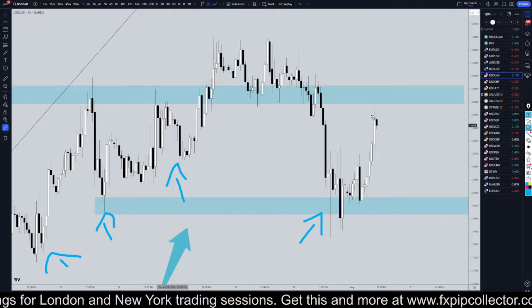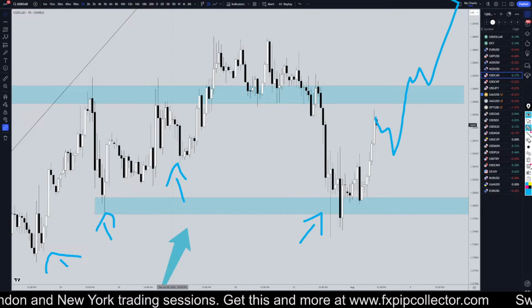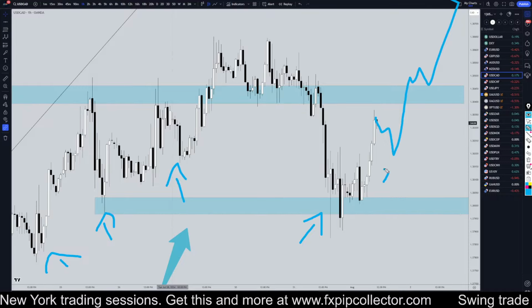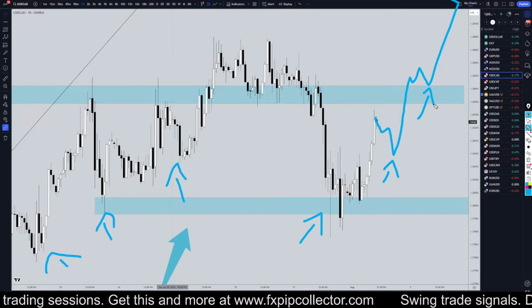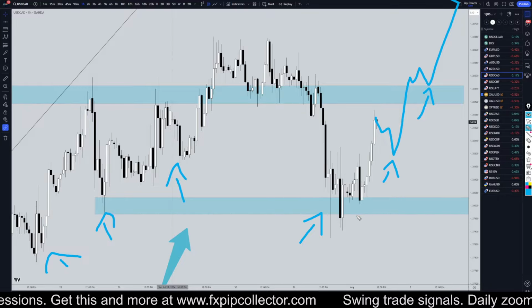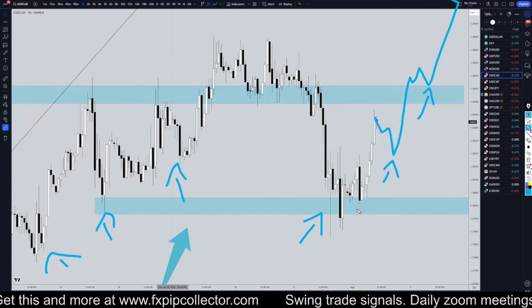So I'm definitely still looking for longs. I'm only going to go long on pullbacks. If and when it does make a pullback, I will go long again for the continuation of the uptrend, at least until we get a nice break and hold below structure, preferably on like the 4 hour to daily time frame.